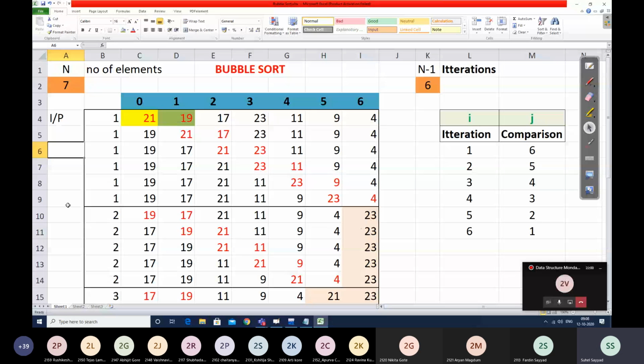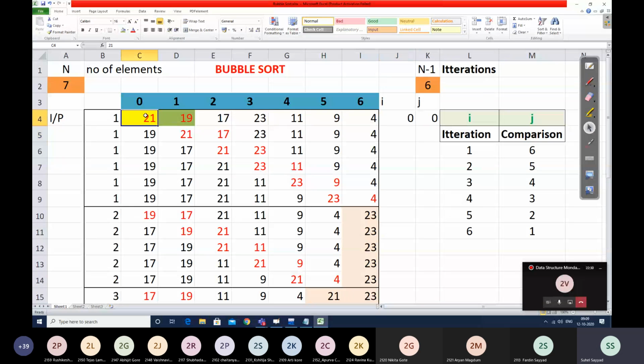Right now, what is the value of i? I am writing the values of i and j over here. The value of i is 0 right now. Inside that, what is the value of j? 0. So in this case, we are trying to compare this number with this number, that is 21 with 19. So we are comparing the number present at j with the number present at j plus 1.